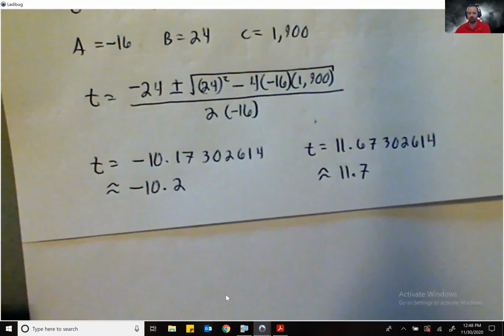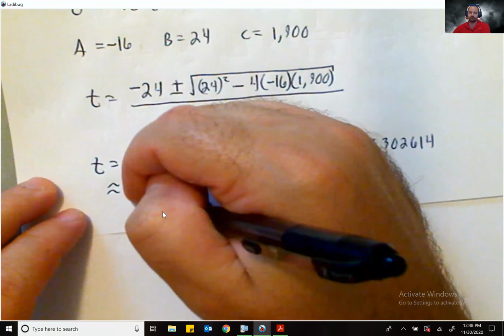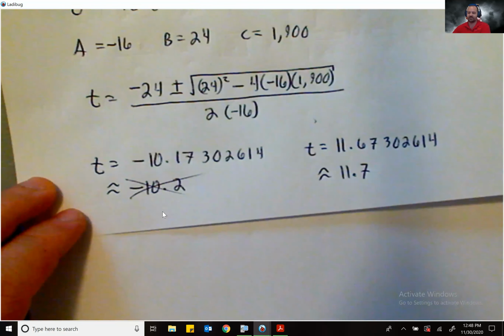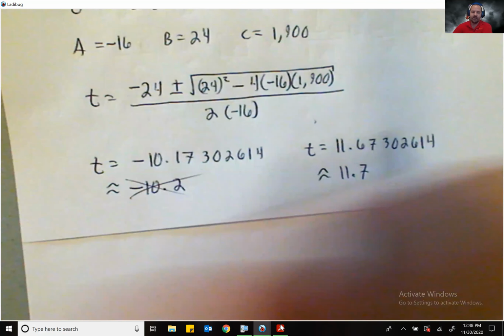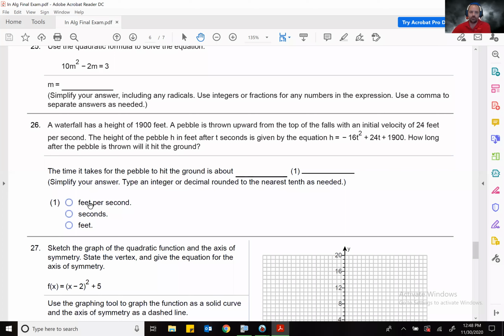Okay. But this answer right here is junk. You got to throw it out. Because that means you're going back in time. This is the only answer that makes sense. And then this question also wants to know, what's the label? Is it feet per second, seconds, or feet? Seconds, because it's all about time. There you go. All right.